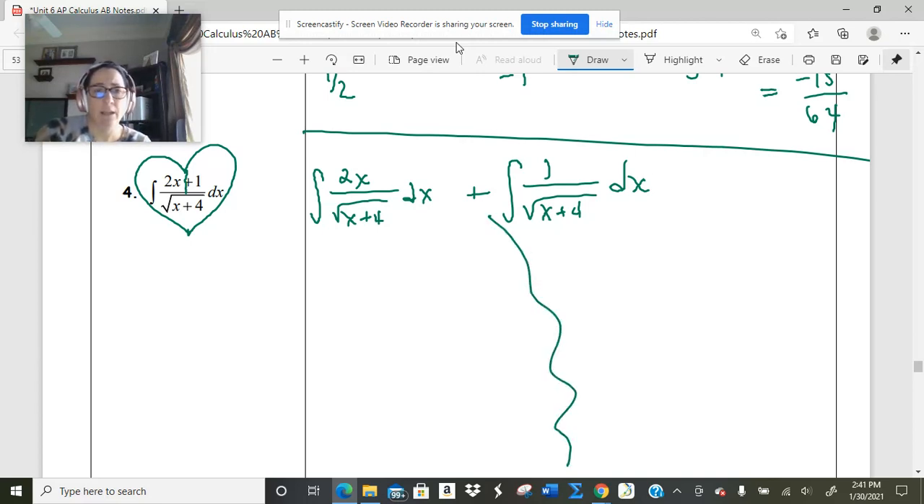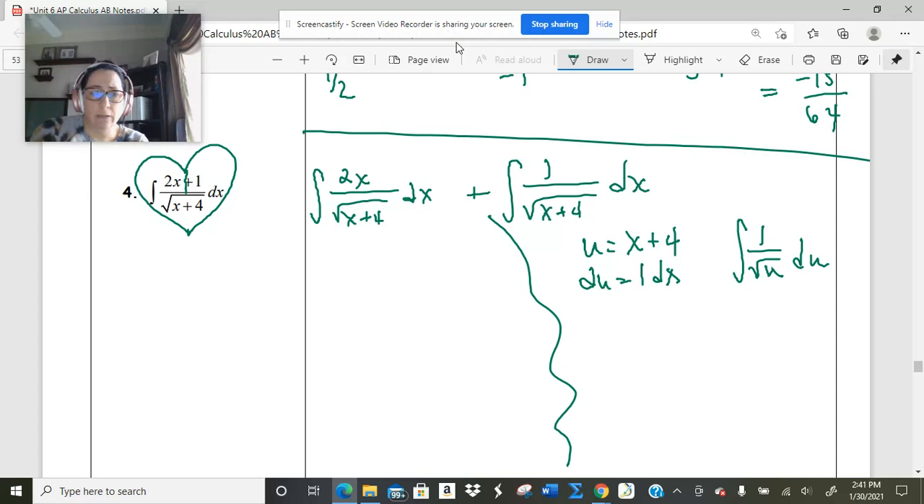But over on this side, I can see that I need to do a lot more work, okay? So I'm going to wait. But on this side, I can see that my u, the derivative, goes straight to a du, right, of 1. So this side's pretty easy. Let's take care of the easy first. Okay, so I can rewrite that as a power rule.